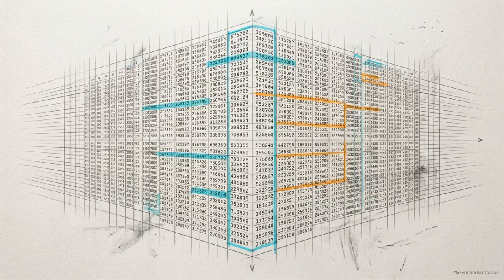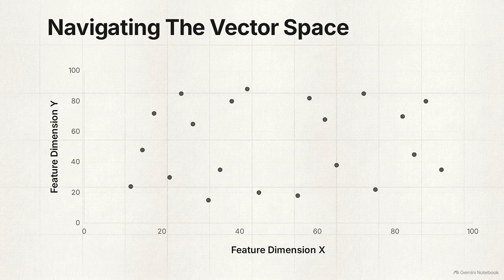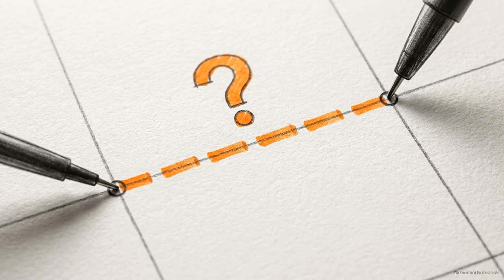These matrices allow computers to store complex human concepts. However, they create a challenge. The algorithm must navigate this grid to determine which data points are actually related. To find related data, an algorithm must mathematically measure the distance between vectors.